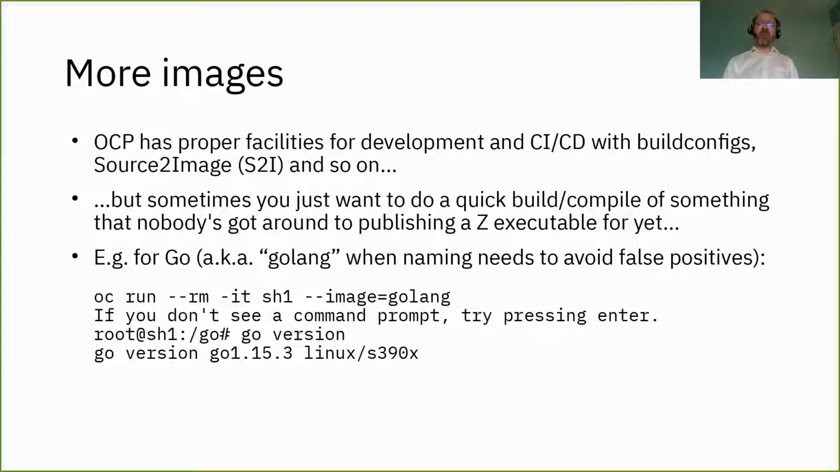And sometimes, yes, OpenShift has all of these facilities for fancy development and so on. And yes, they're really nice. But sometimes you just want to run an image with some software in, rather than have to mess around installing it yourself. So just run the image golang, let's say, and then that has your complete Go compiler and Go build environment. Then anything which you need to build, where somebody hasn't bothered to publish a Z executable yet, you can just do a go build on that, get the executable, copy it out of the image, and there you go.